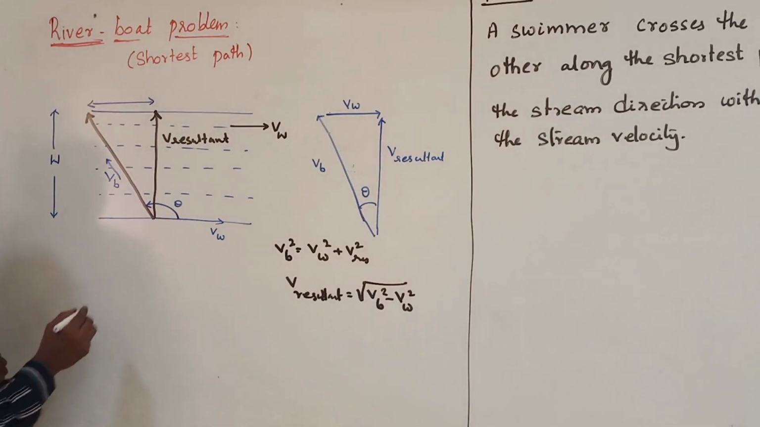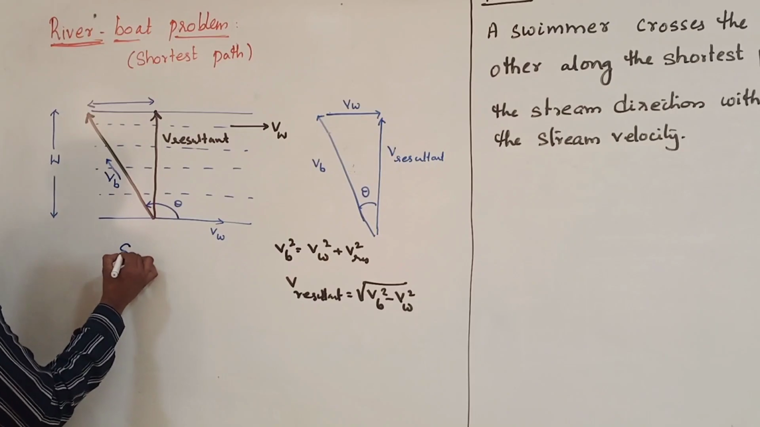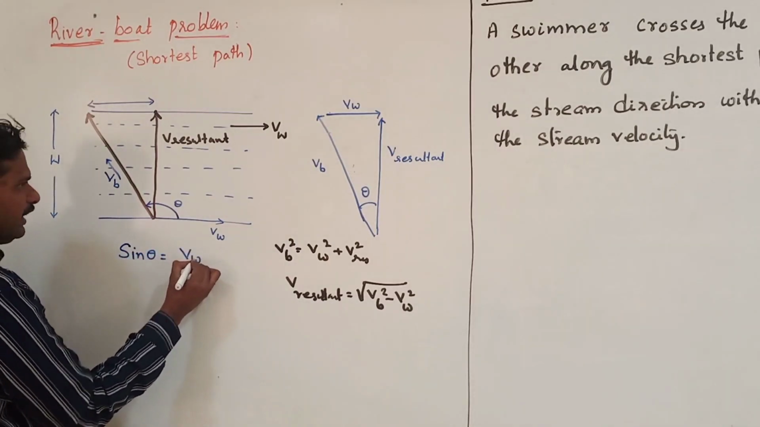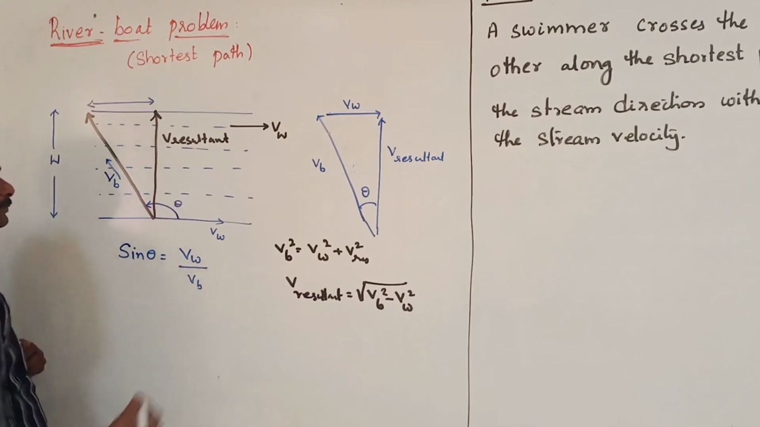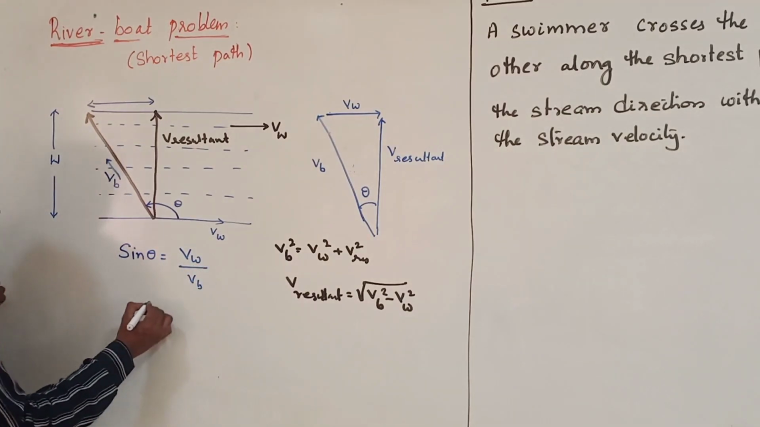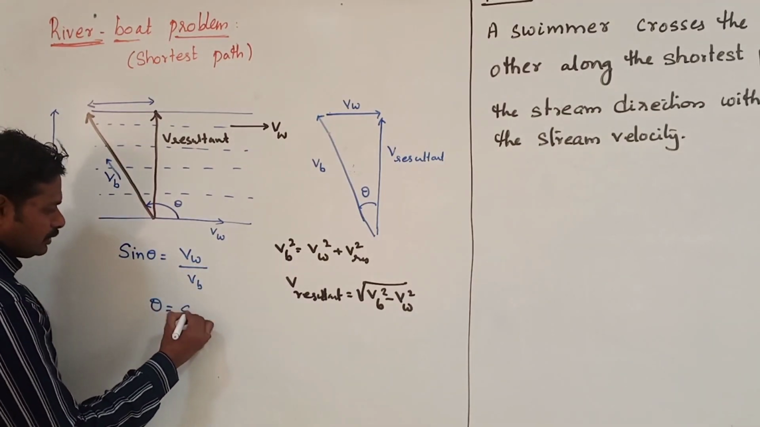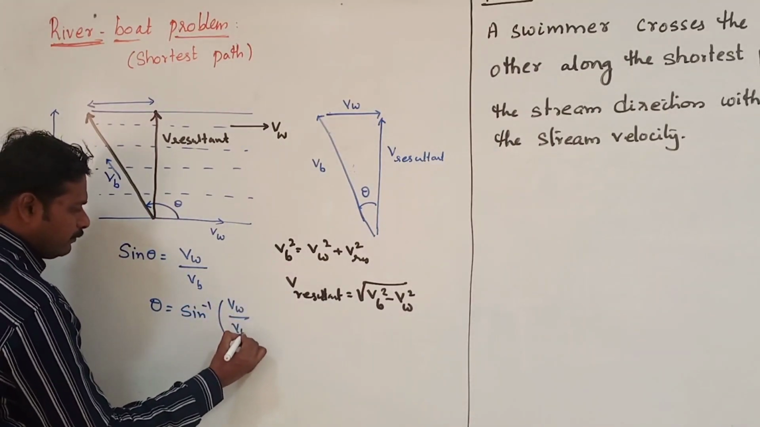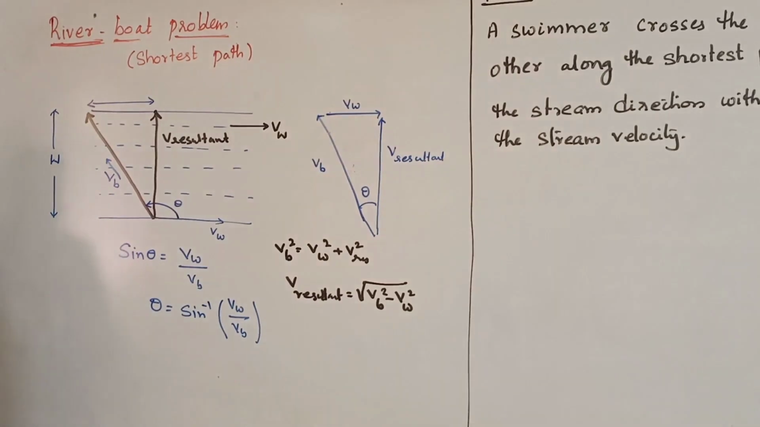How to calculate the angle? We use sine theta. Sine theta is equal to VW by VB, opposite side by hypotenuse, and theta is equal to sine inverse of VW by VB. We can calculate in that way, right?